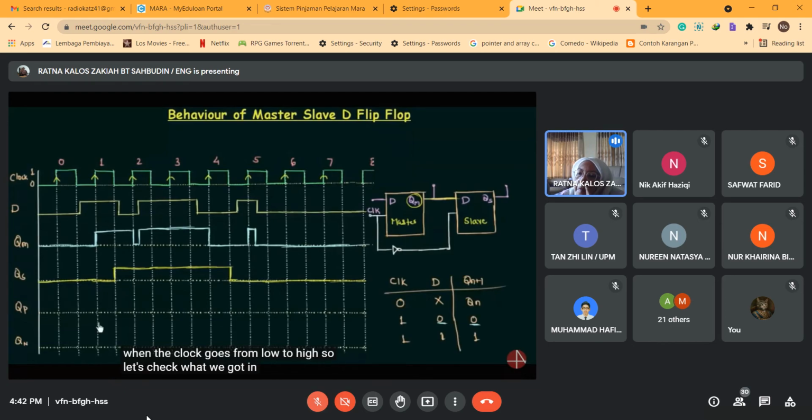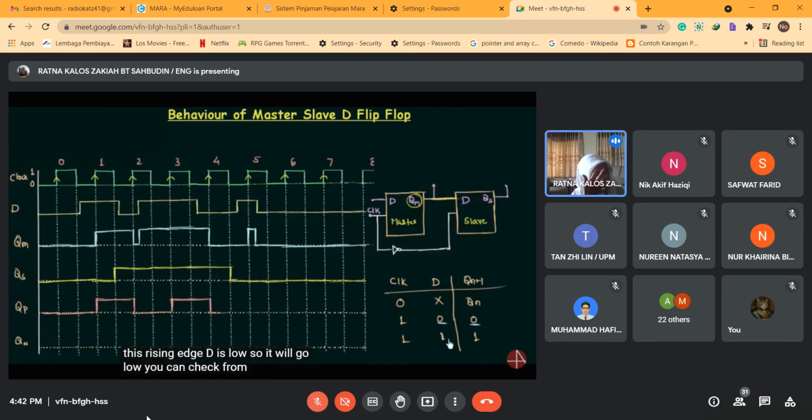So let's check what we got in case of QP. I will change the color. Now you can see QP is low, and for this rising edge, again D is low, so it will remain low for the next rising edge. And for this rising edge, D is high, so QP will go high to the next rising edge. And for this rising edge, D is low, so it will become low and remains low for the next one. And for this rising edge, D is high, so it will go high, remains high. And again you can see for this rising edge, D is low, so it will go low.